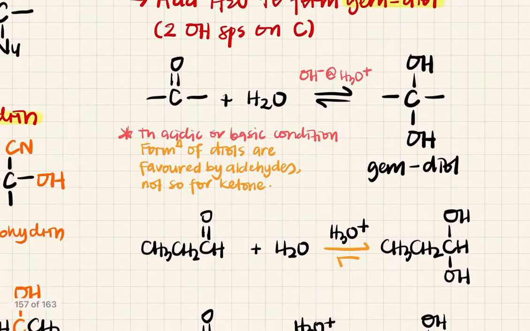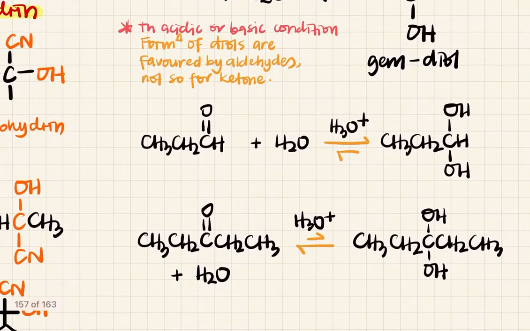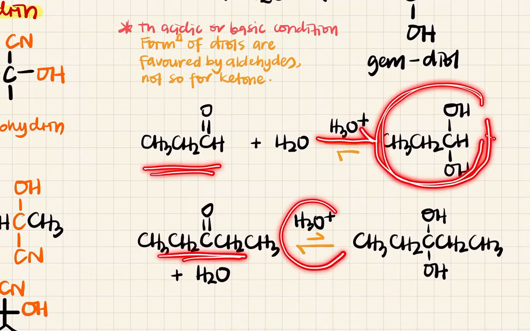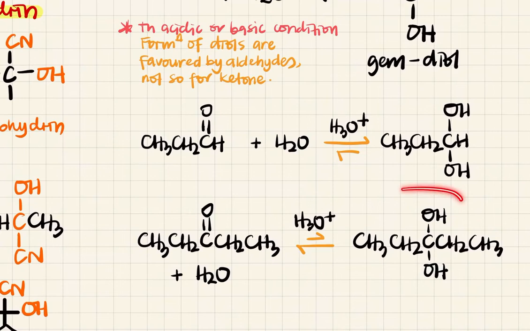What you need to know is that this formation of diols is favoured by aldehydes, but not so for ketones. Kira aldehydes, carbonyl compounds lebih favour, dia punya equilibrium shift to the right to form gem-diols. This one is stable here, but for ketones, if you look at this arrow of chemical equilibrium, they don't favor the formation of gem-diols. Dia punya reaction shift to the left. Dia tak favor this formation of diol.